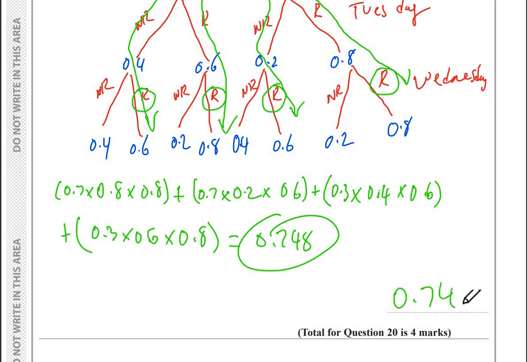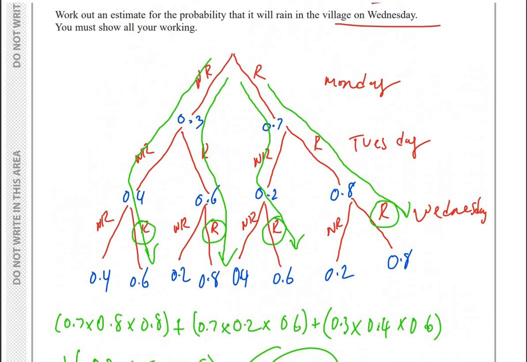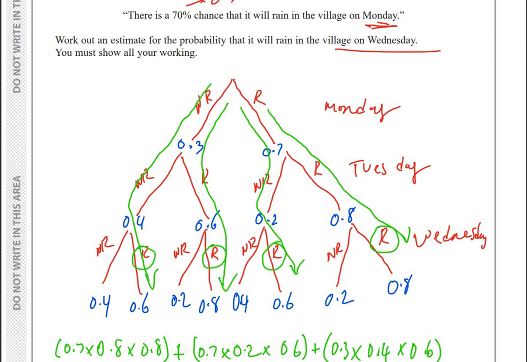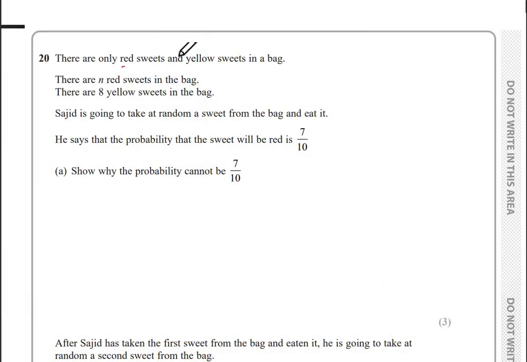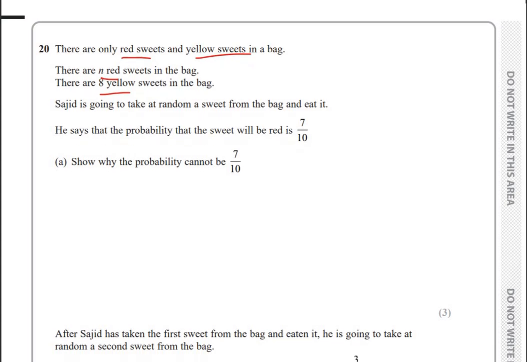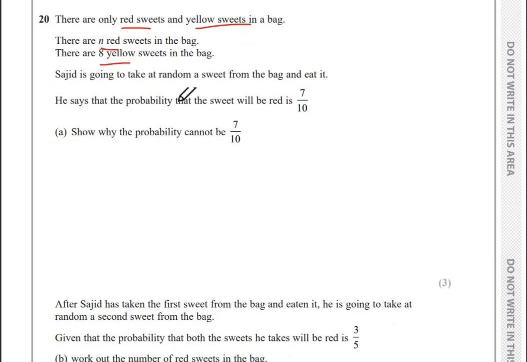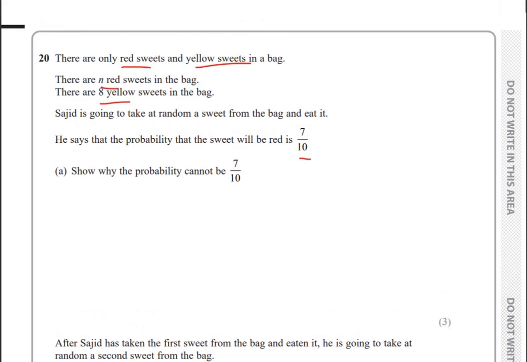Alright, so let's move on to our next question. There are only red sweets and yellow sweets in a bag. There are n red sweets in the bag. There are 8 yellow sweets in the bag. Sajid is going to take at random a sweet from the bag and eat it. He says that the probability that the sweet will be red is 7/10. Show why the probability cannot be 7/10.